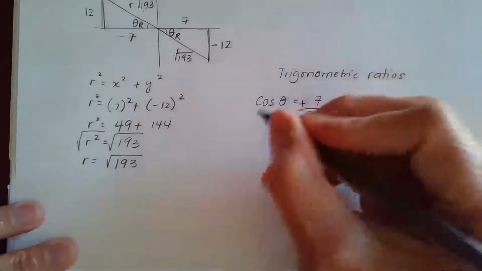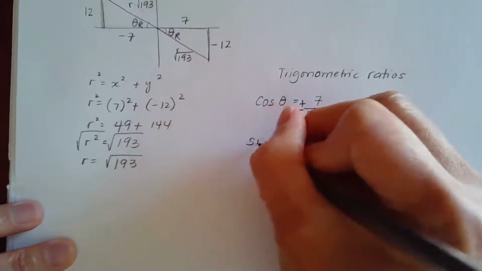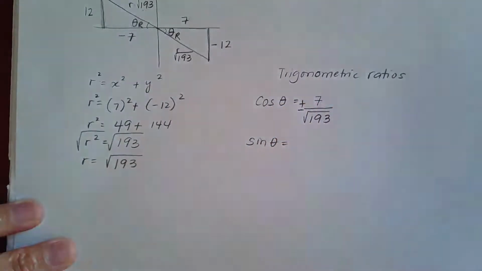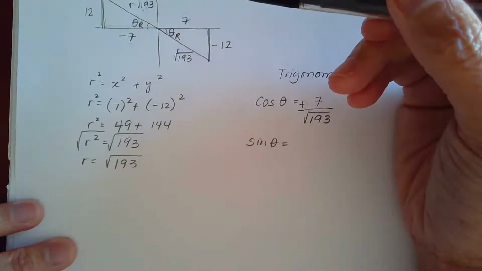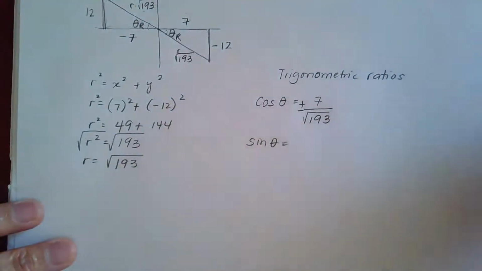Now what about sine? So sine theta is opposite over hypotenuse, sorry.